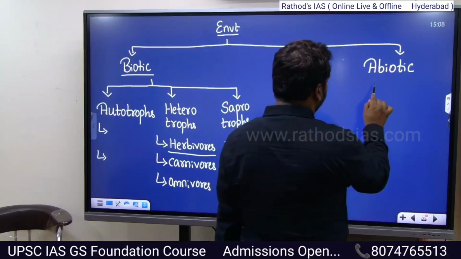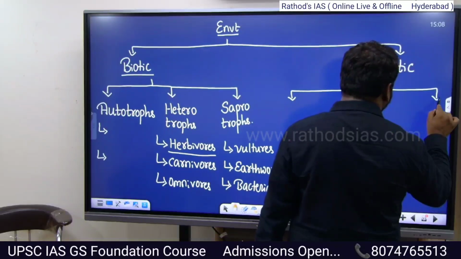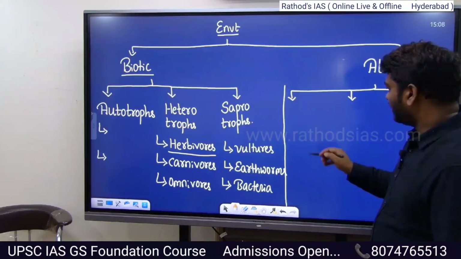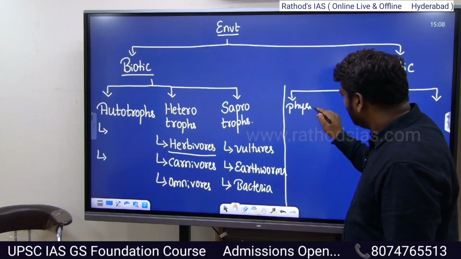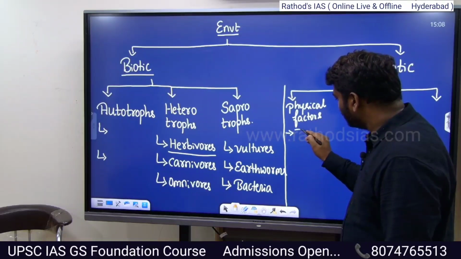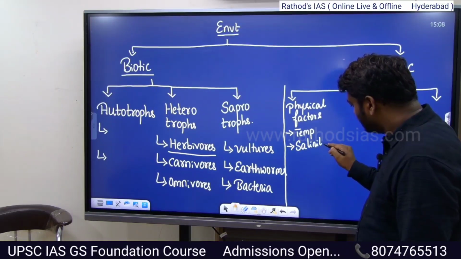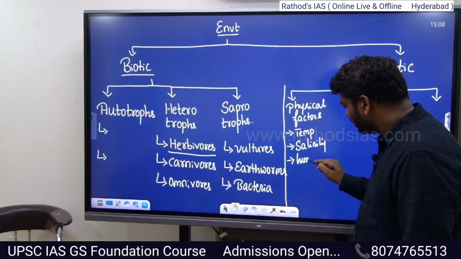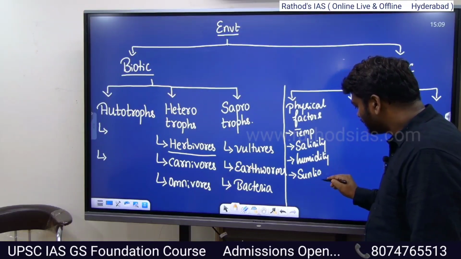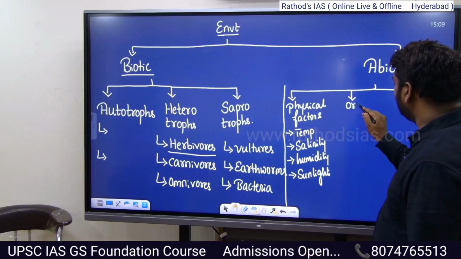What all comes under abiotic, guys? See, I told you I'll make you write, but I want you to have clarity first. Abiotic basically means physical factors. Everyone think about it. What are all the physical factors that are present around you? Temperature. Can we say salinity? Can we say humidity? Can we say sunlight? They all come under physical factors.